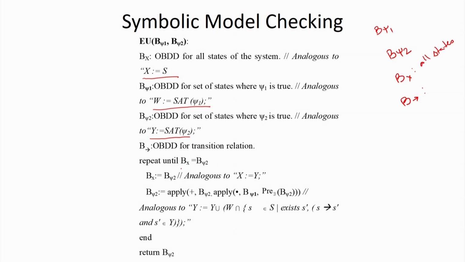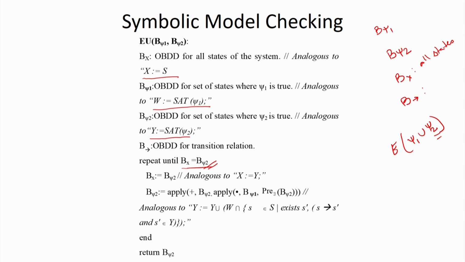Now, repeat until Bx is equal to the new B psi, which is analogous to your x equal to y, and here initially, wherever psi 2 is true, we assign to Bx. Okay. So, again you see that whenever we have E, there exists a path psi 1 until psi 2, all the states where psi 2 is true, in those particular states we say that E psi 1 until psi 2 is true. That is why this is the initial BDD representation of the set of states where psi 2 is true. Now, we are going to collect more and more states.